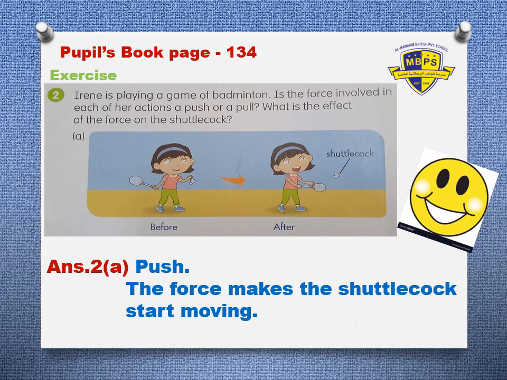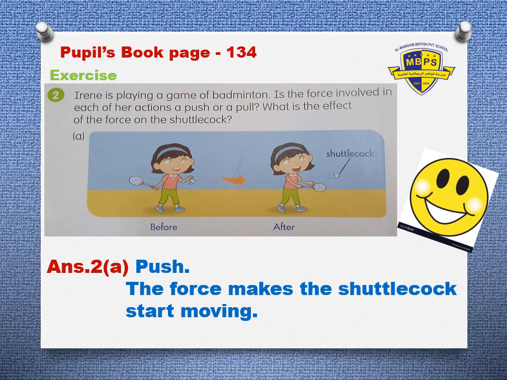Who is going to tell me? As you can see in the picture, Irene is holding a badminton racket in one hand and a shuttlecock in the other hand. So, how will she start? Which force will she apply, a push or a pull? Yes, you can tell me. Yes, very good. Push. So which force will she apply? Push. And then what happened? What will be the effect of the force on the shuttlecock?